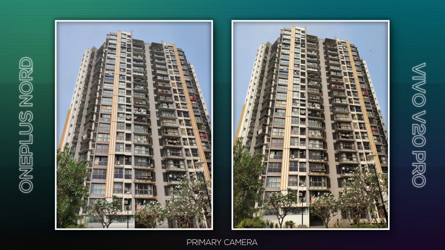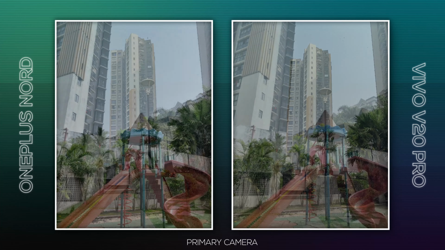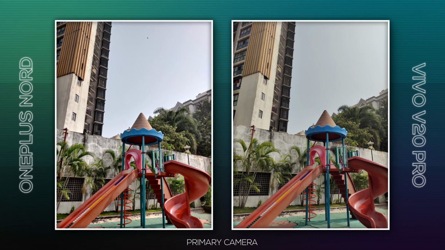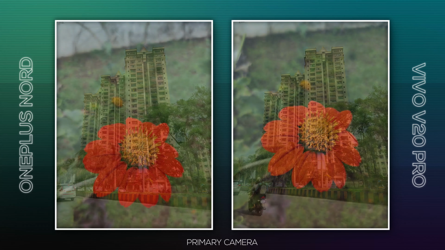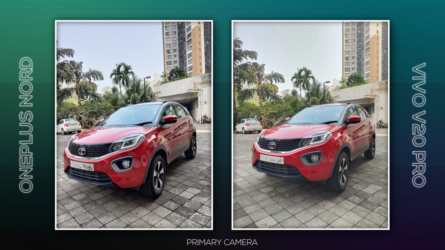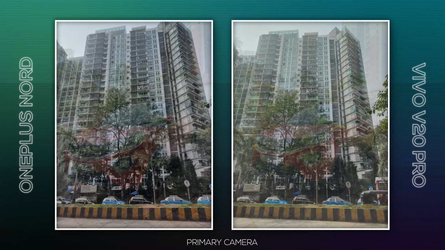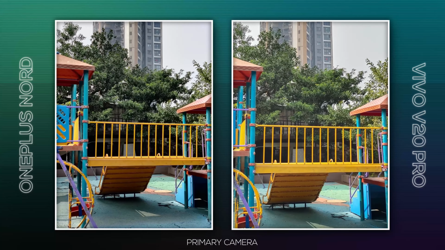Now let's compare the actual image samples. With the primary camera, both phones capture pretty sharp images. Images from the Nord are not as vibrant as the V20 Pro images, but some people prefer such natural color tones. However, my biggest annoyance with the Nord has always been related to its dynamic range and high contrast look, as it results in loss of details in the shadow regions.